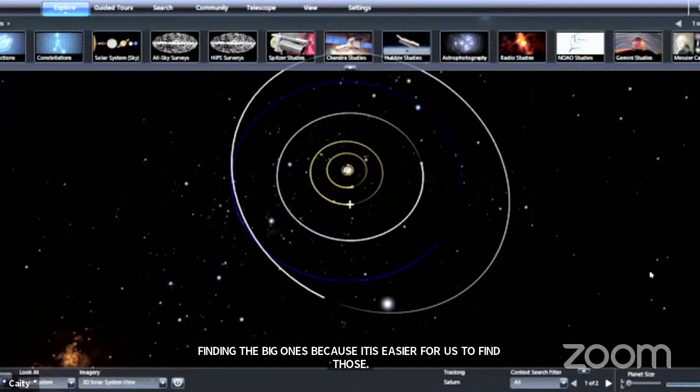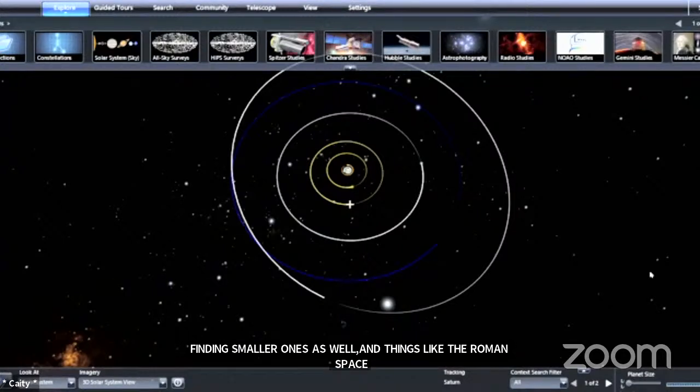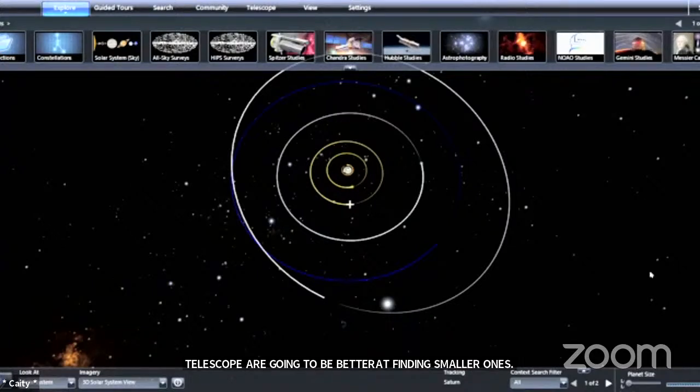And in terms of how long this takes, the actual migration process for planets, we're talking short time frames for a solar system, long time frames in terms of how humans think of things. We're talking a couple of million years.